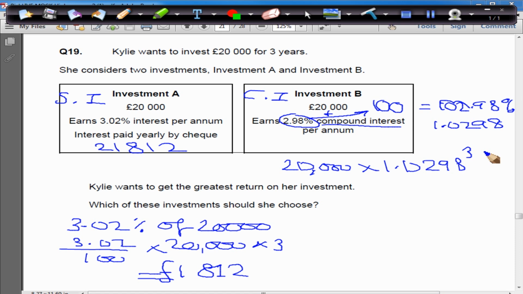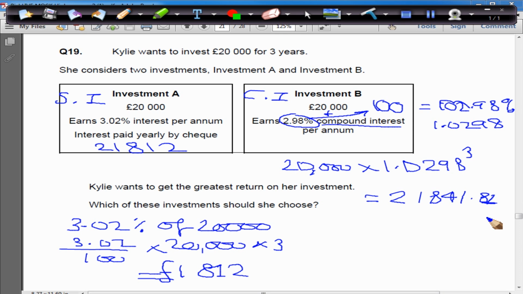So Saf, can you do that on the calculator for me please? 20,000 times by 1.0298 to the power of 3. 21841.1167. Okay, that'll do.